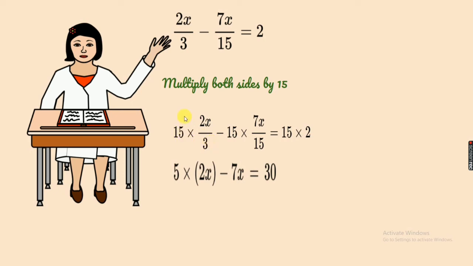Okay, we got 3 ones are 3, 3 5s are 15, 5 multiplied by 2x, minus 15 got cancelled with 15. We got minus 7x is equal to 15 multiplied by 2, that is equal to 30. 5 multiplied by 2x became 10x minus 7x is equal to 30. Now solving this, 10x minus 7x is equal to 3x is equal to 30.